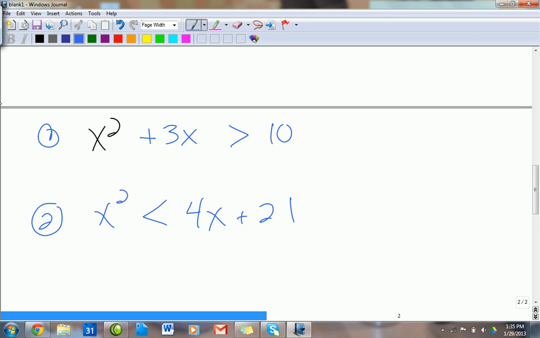I want you to solve, and then write the solution in 2 ways, that being interval notation and as an inequality. And then 3, graph the solution.